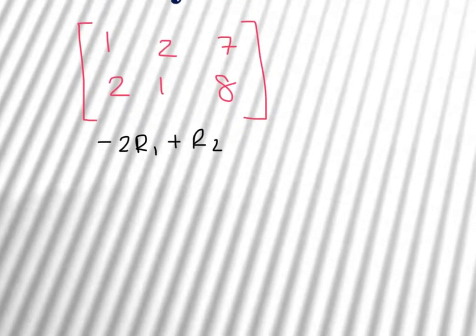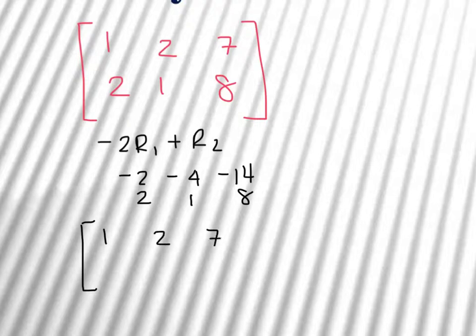So if I multiply row 1 by -2, I'm going to get -2, -4, -14. I'm adding that to 2, 1, and 8. Let's rewrite our matrix. Row 1 is staying, 1, 2, 7, and row 2 is going to become 0, -3, and -6.